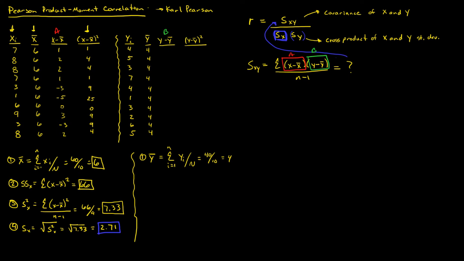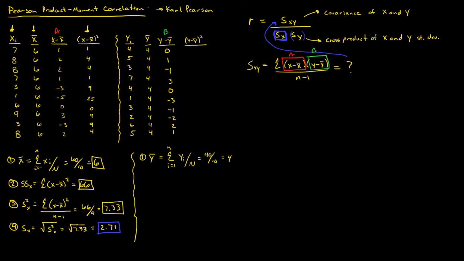And now I'm going to take y sub i minus y bar, so this will give me 0 here, 1 here, -1, 3, 0, -3, -1, -2, 2, and 1. Now if we square these, what do we get?